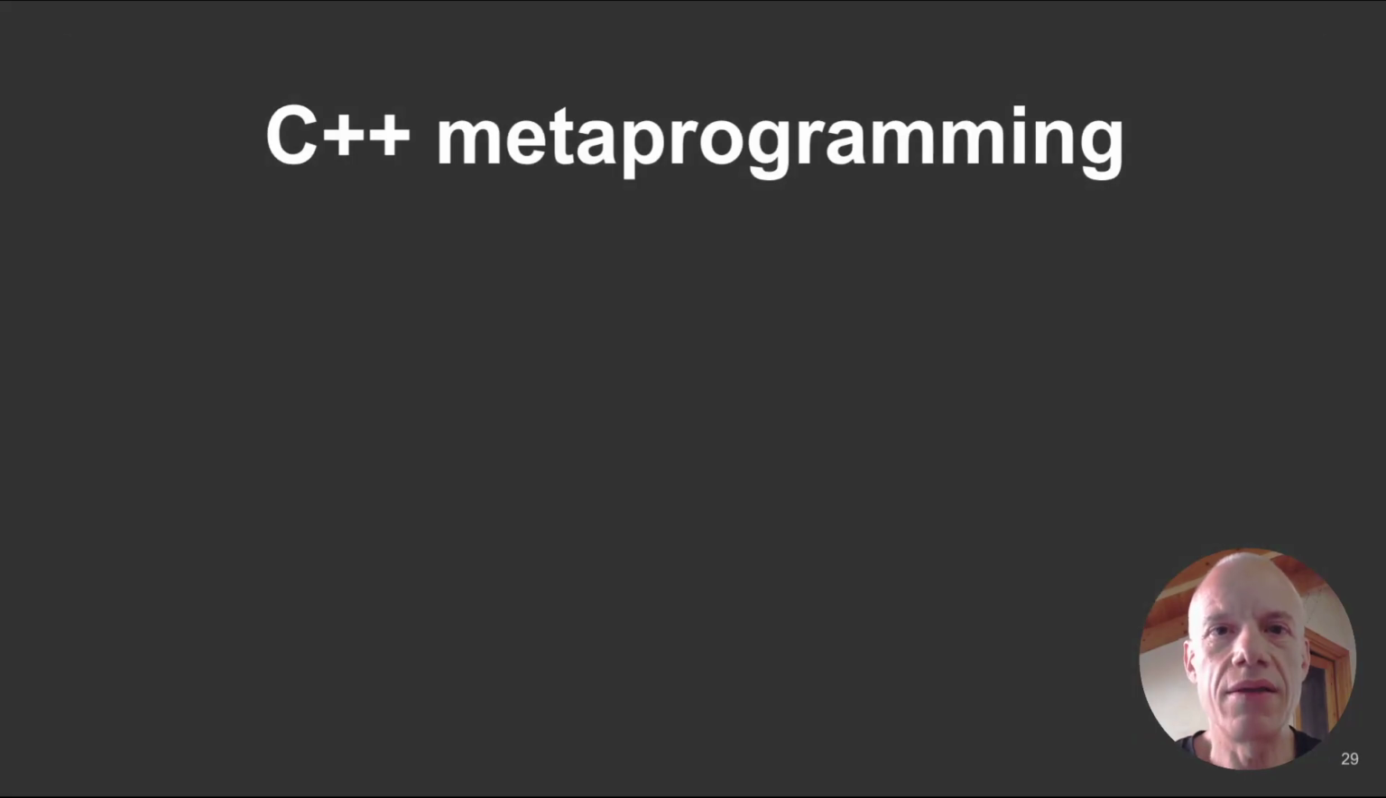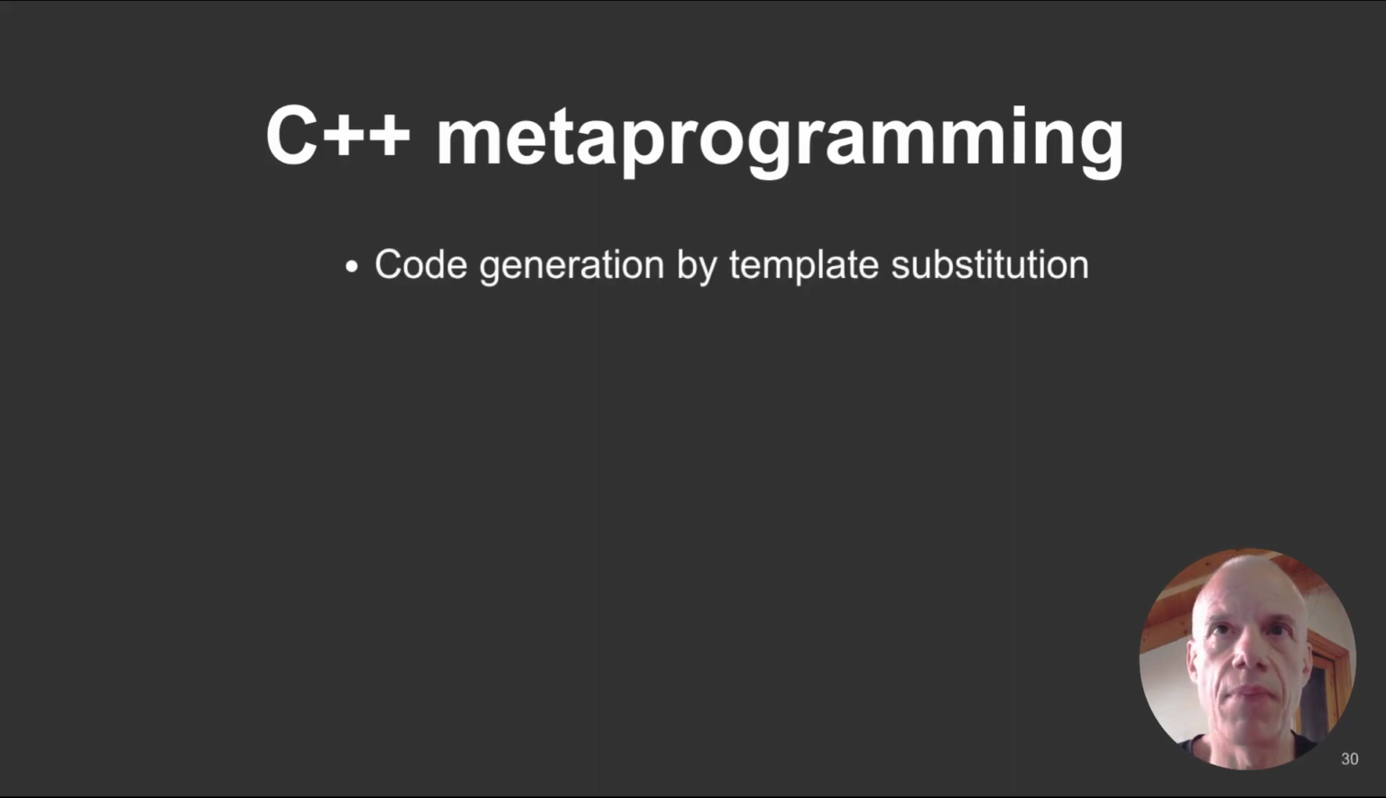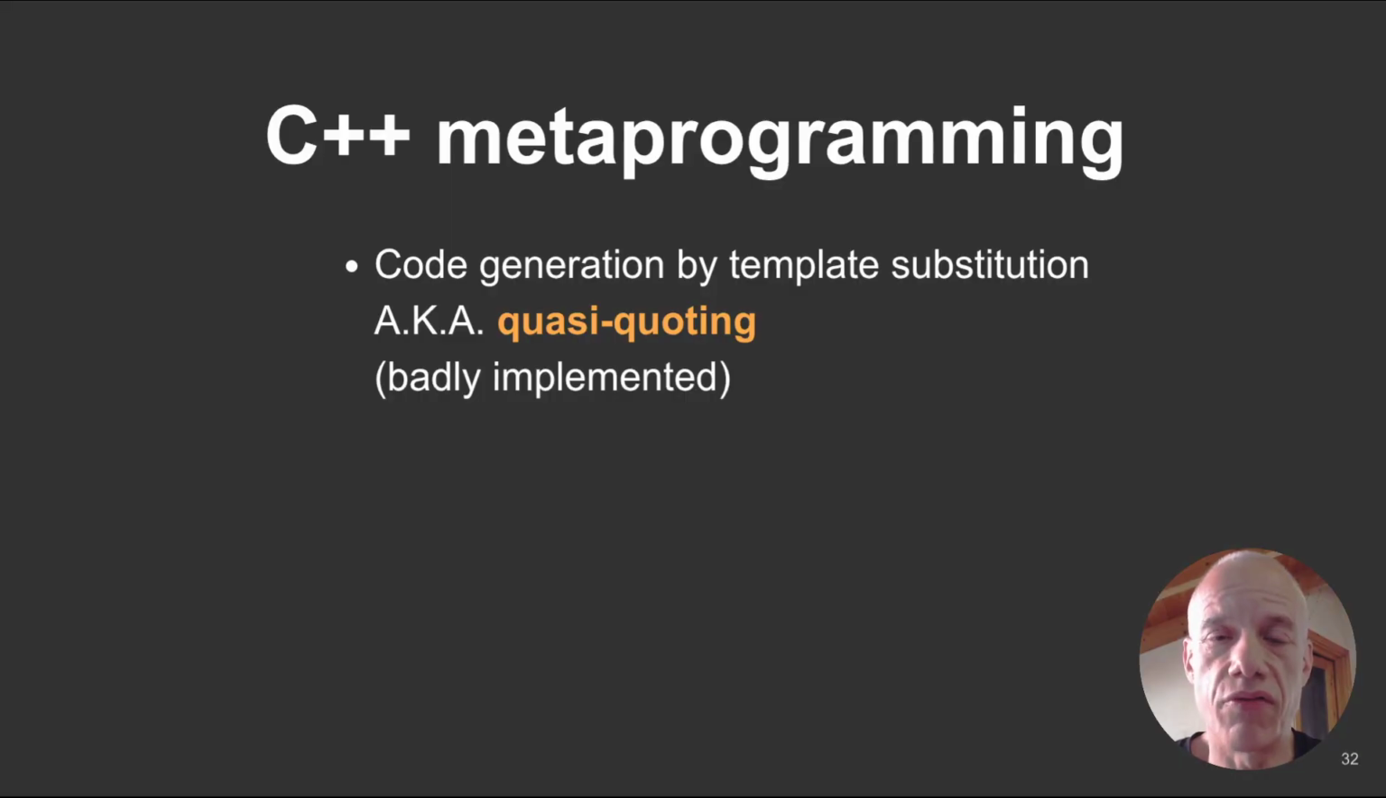Okay, so what does C++ provide, or actually provided when C++ was designed? We get code generation by template substitution that, as we saw before, is also named quasi-quoting. Except that's a bad implementation of quasi-quoting, and I will explain why I think that this is the case. And nothing else. Really, this was all of it.